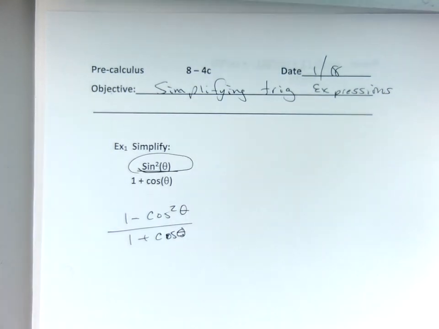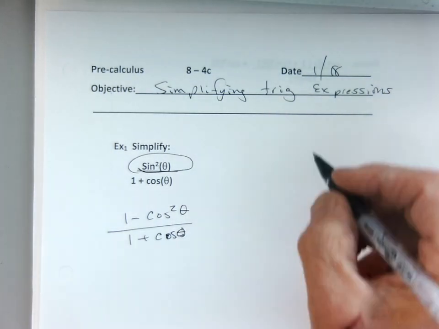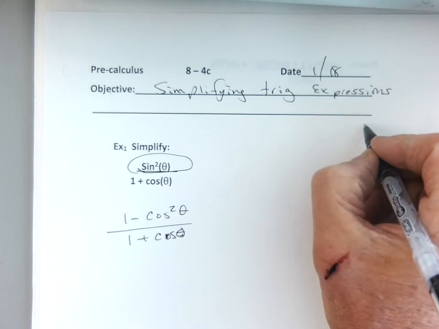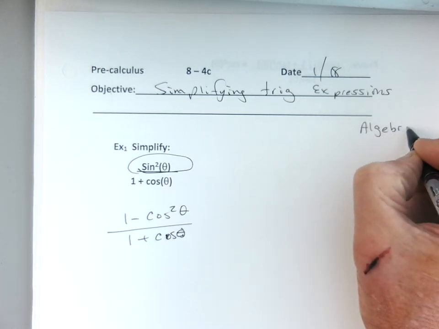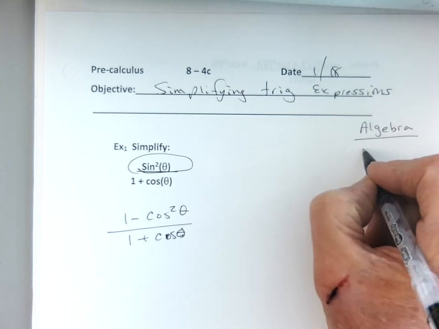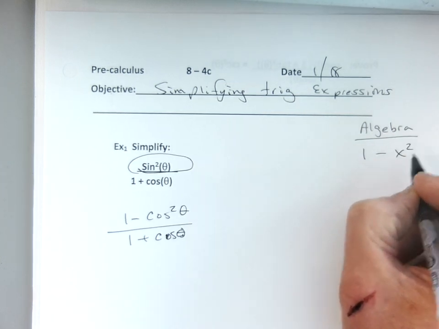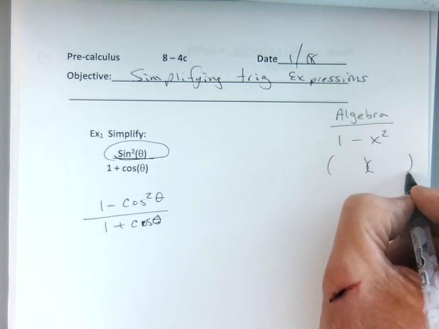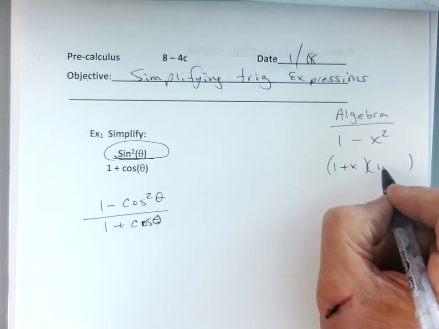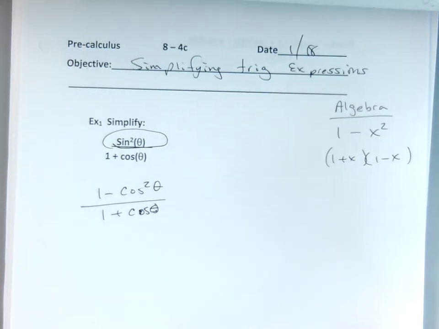Now, maybe you see it, maybe you don't, but let me go ahead and put a little side work, a little algebra here. If I had 1 minus x squared, just algebra, this could factor into 1 plus x, 1 minus x. Okay, a little algebra, you guys remember that?